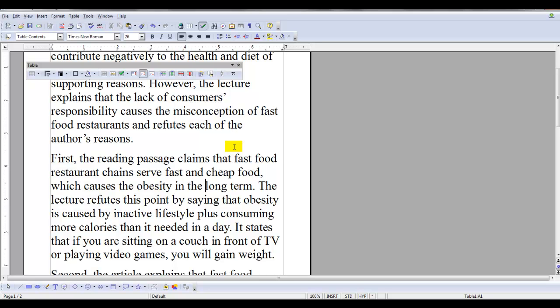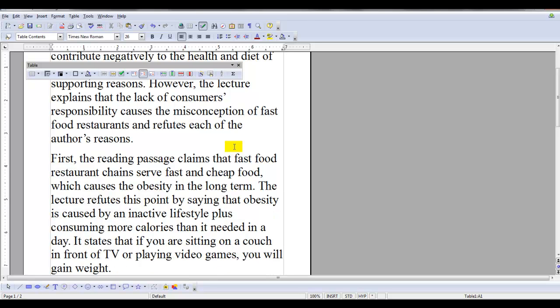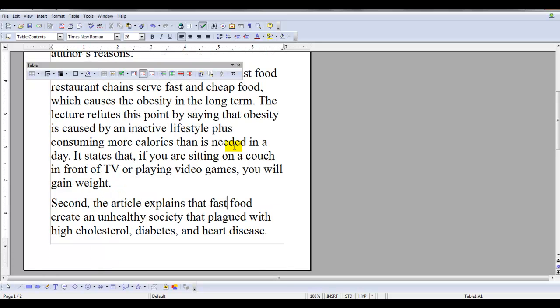You see the lecture refutes this point by saying that obesity is caused by, I'm going to say here, an inactive lifestyle plus consuming more calories than, I'm going to say here, than is needed in a day. It states that, maybe comma, if you're sitting on a couch in front of a TV or playing video games, you will gain weight.